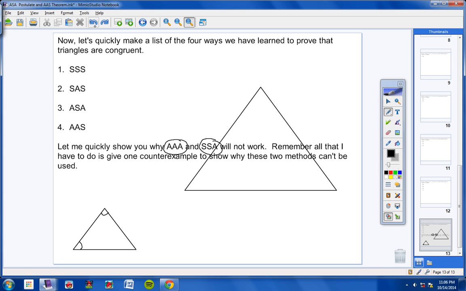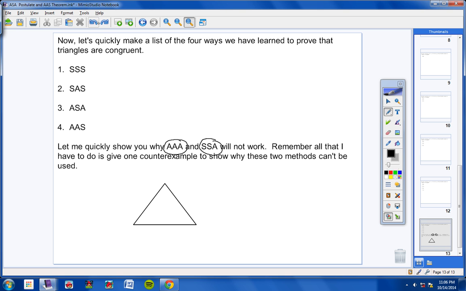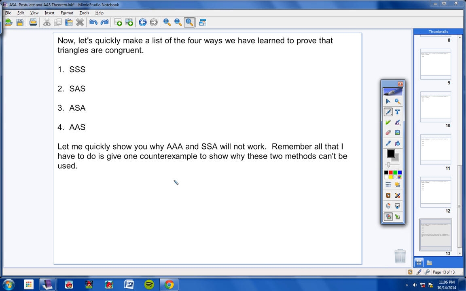Here we go. Okay, let me show you why side, side, angle does not work, okay? Watch this carefully, please. Okay, students, now watch carefully. You can take notes if you want to, but you don't have to. It's up to you, okay? Let's say I have a triangle drawn like this. Now notice I have 30 degrees here, okay? Then a side here that's 6, and then a side here that's 4. Now what I have is side, side, angle. Do you see that? Side, side, angle.